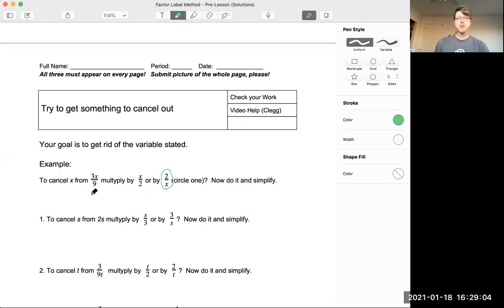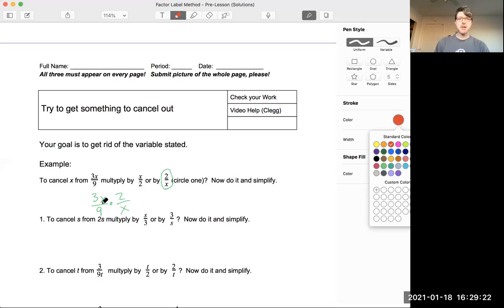So now we're going to take 3x over 9. We're going to multiply by 2 over x. Make that a little smaller. Can't do it. There we go. 2 over x. And now we're going to see that we'll be able to cancel that out, top and bottom.